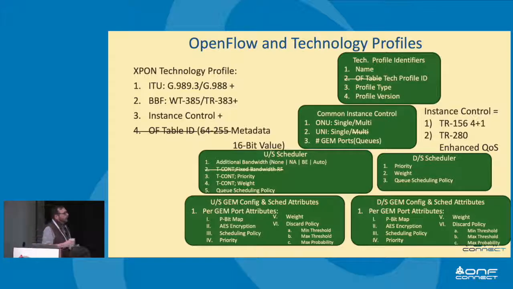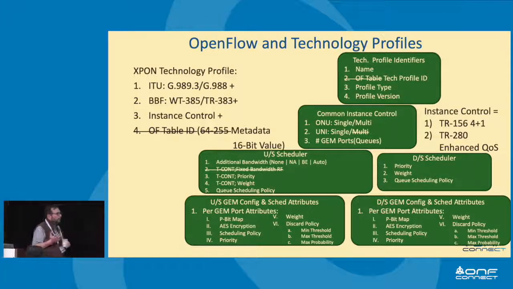Initially, the technology profile file itself had an identifier, and the model we originally thought of was that we would use the OpenFlow table ID and reserve a range. In this case, we're reserving the range of 64 to 255 table IDs. Normally, the OLT uses 2 table IDs for defining a flow. So we thought we had enough space, but looking at 64 to 255, it doesn't feel like a very large number of options.